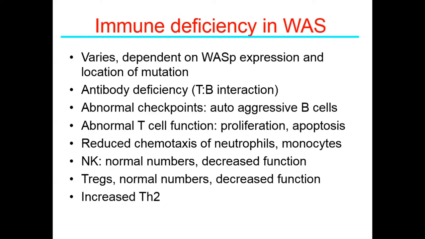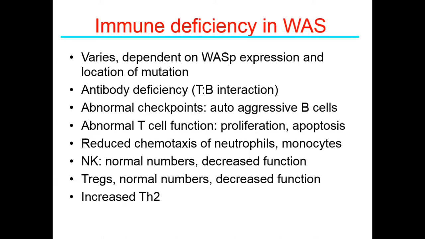So what's the immune deficiency in the Wiskott-Aldrich syndrome? It depends on WASP expression to a large extent, but there are some exceptions. There is a significant antibody deficiency. So if you have a patient with classic Wiskott-Aldrich syndrome, they should actually get IVIG because the T and B cells cannot interact, and they make a poor antibody response.